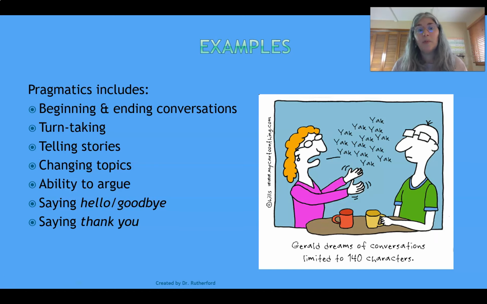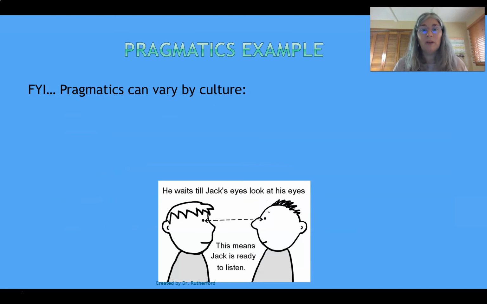So some examples for pragmatics: knowing how to start a conversation with someone as well as knowing how to end it so it just doesn't linger on and on. Understanding that you need to take turns in a conversation, how to tell a story, how to change a topic if you don't like the particular topic or need to talk about something different, how to argue and say things like hello and goodbye. Our example down below, how to not talk so much. So pragmatics is certainly related to social skills and helps one effectively use their language.